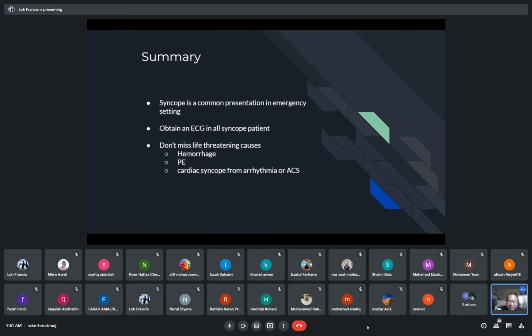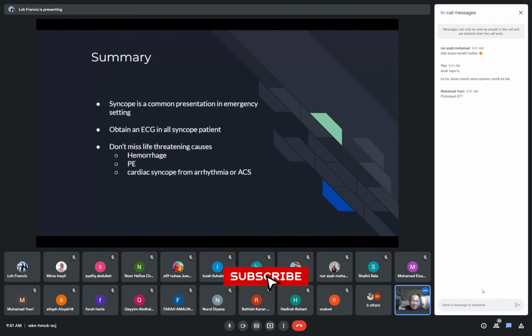And anyone else? Oh, Yusri jawab dalam mesej. Tidak. Boleh juga jawab dalam in-call messages eh. Kalau malu nak keluarkan suara serak-serak basah pagi-pagi. Apa dia?